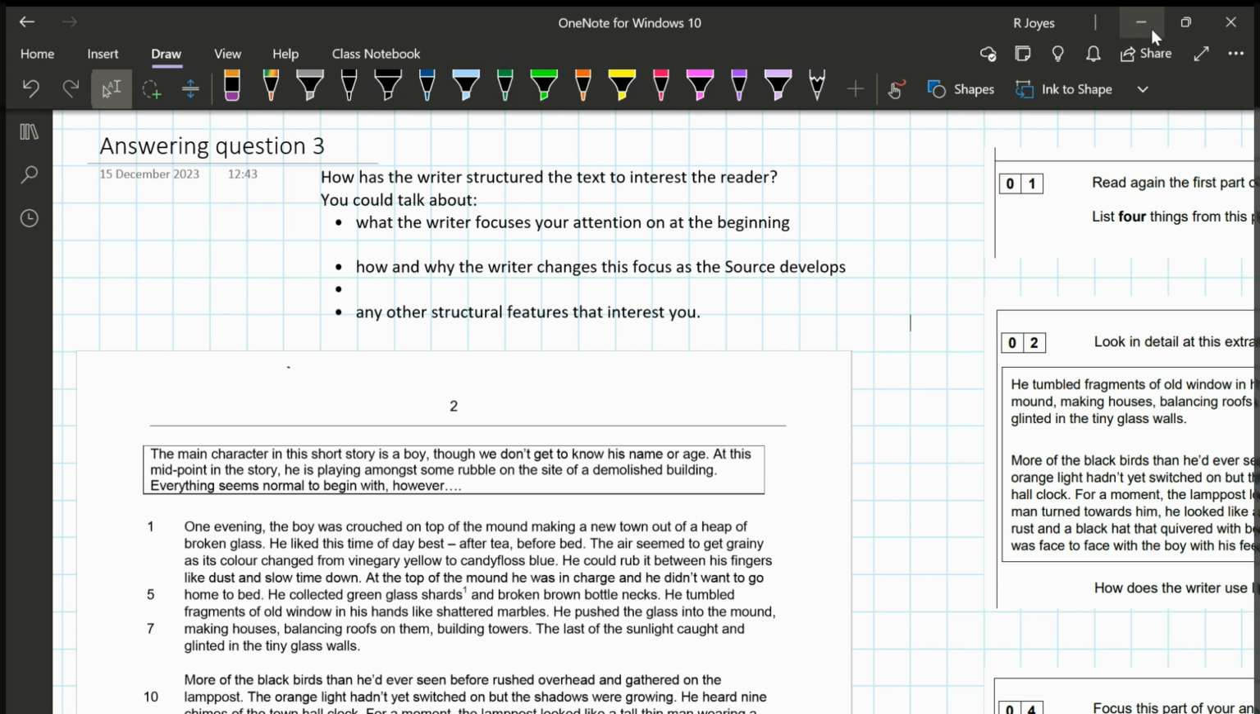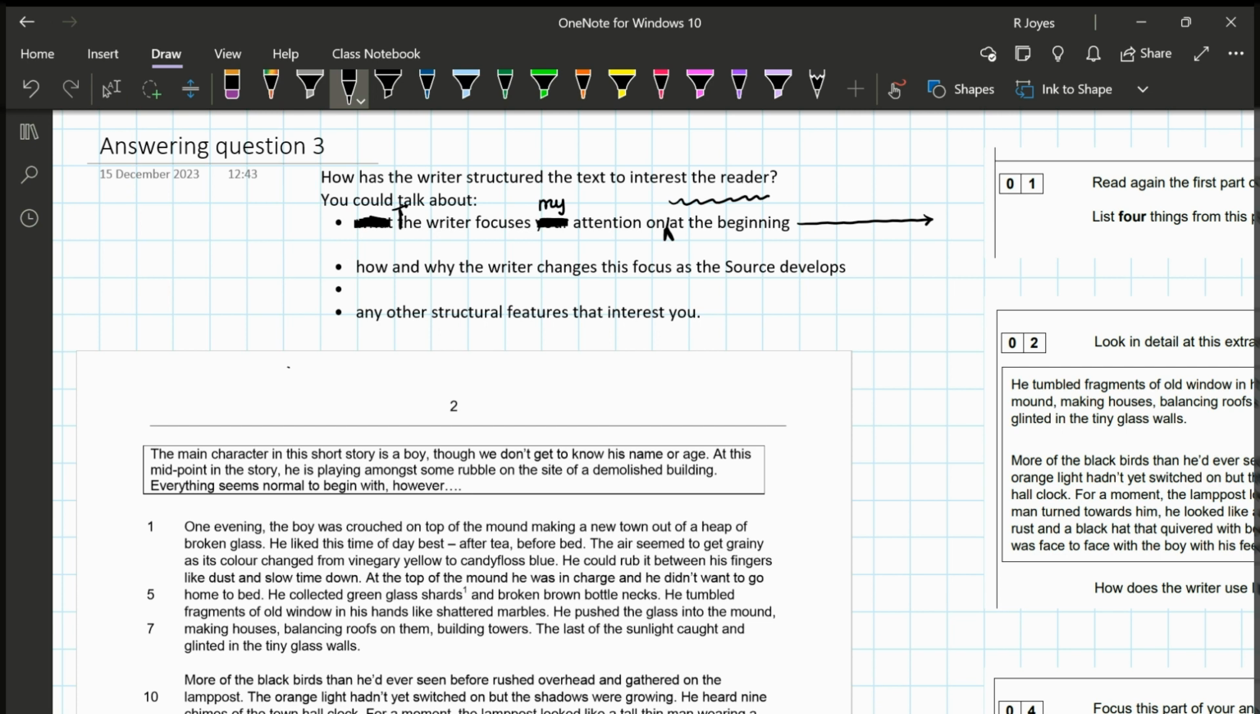If we look at our very first one, what the writer focuses your attention on at the beginning. If we get rid of the word "what", we then have "the writer focuses", and we're going to get rid of "your" and make it "my attention on", and then we're going to put a little "one" in there, because then we can add in what we actually want to say, and then we can continue our paragraph.